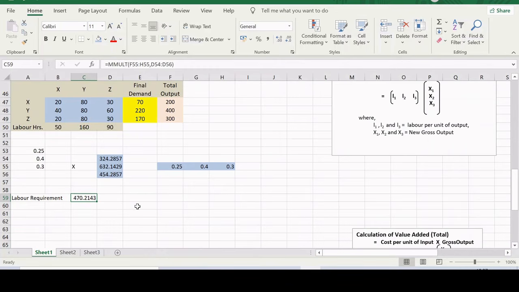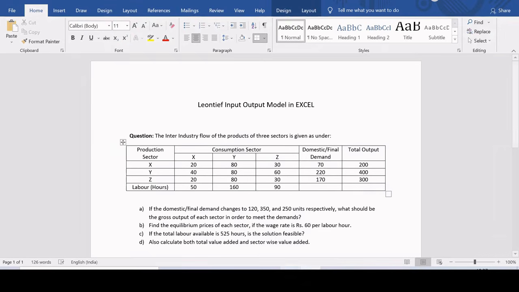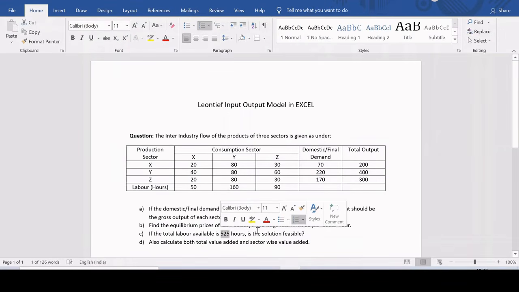The result is 470.2143. As we can see here, the total labor requirement to produce this level of output is 470.2143 labor hours, while the total labor available is 525 hours. So as my availability is more than the requirement, the solution is feasible.